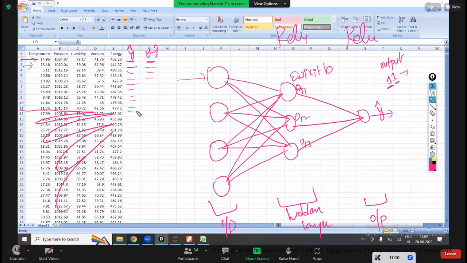Okay. Assume 10 records are there. For these 10 records, it is going to calculate the y hat. It will calculate the y minus y hat. Assume only 10 records are there. It is calculating. Okay. Completed.